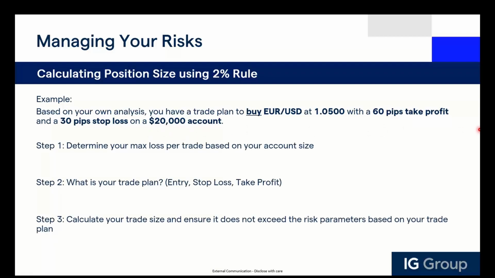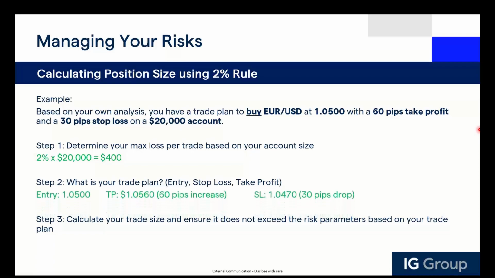So just to recap, step one, we determine our max loss. Right here, we determined that with an account size of 20,000, based on the 2% rule, that's $400 that we can risk. We have also established our trade plan based on our own analysis. So we are looking to buy EUR/USD at 1.0500. A 60 pip take profit would mean the exchange rate, sorry, there's no dollar value here, it is 1.0560, a 60 pip increase. Stop loss, 30 pips decrease from our entry, is 1.0470. So this is the order that we have.